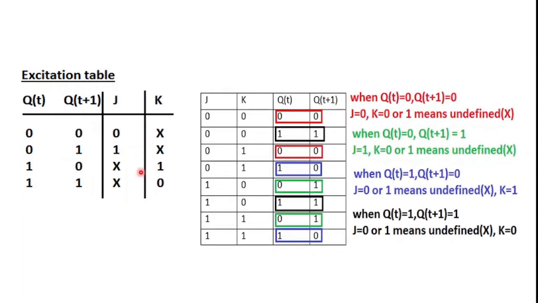now this is the excitation table. Now how did we get this one again? We got it from the truth table, just like this. You see that when QT is 0 and QT plus 1 is 0, for this scenario, this and this, you have to notice that J is always 0, and K is whether 0 or 1. It's varying from 0 and 1, so it will be undefined, and J is 0.